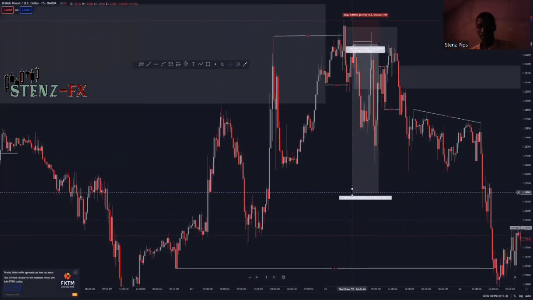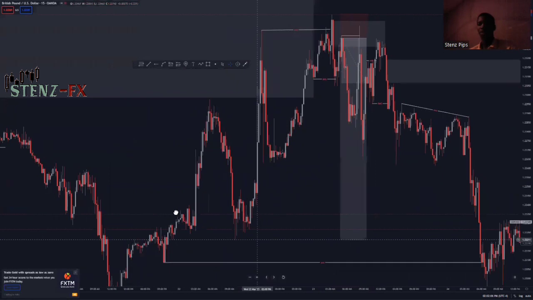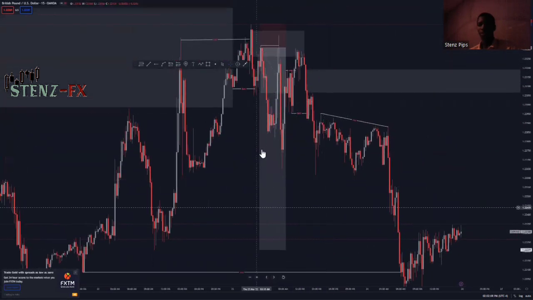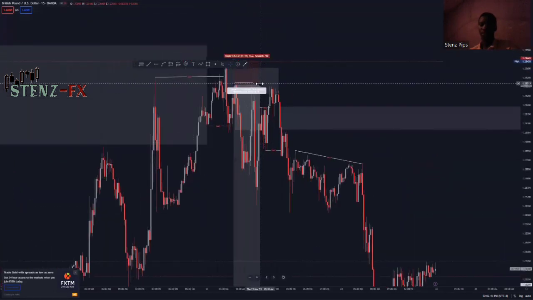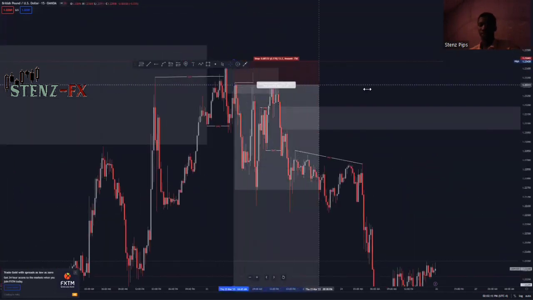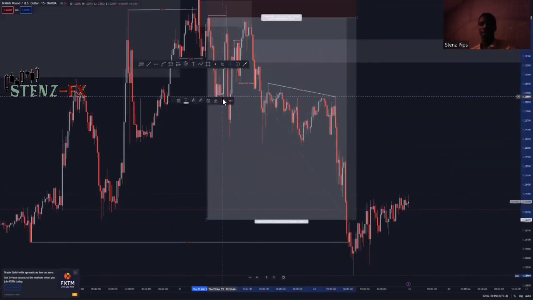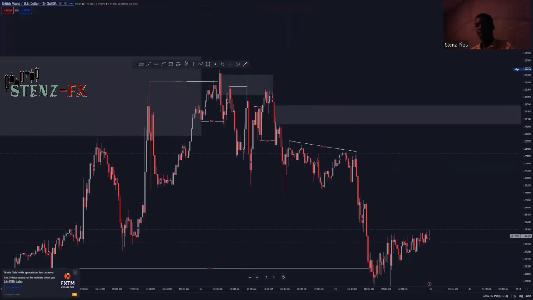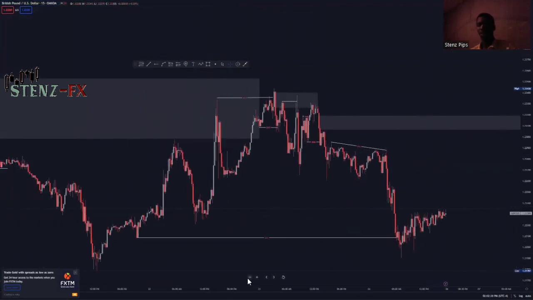I was aiming for this low. So I know immediately after this low, there might be a reversal, sorry. So it hits TP. It didn't hit TP immediately. It was the next day it hit TP. I just held it overnight.